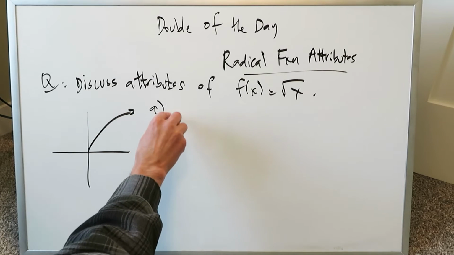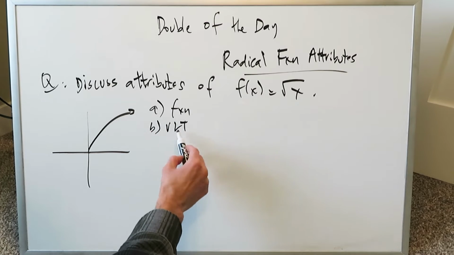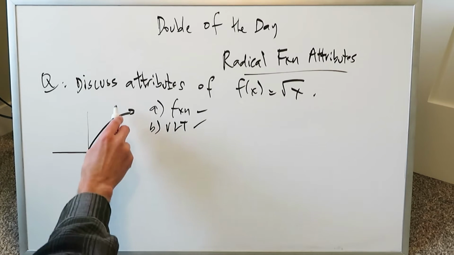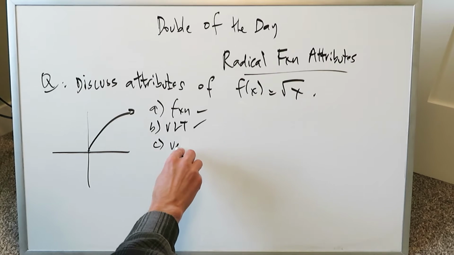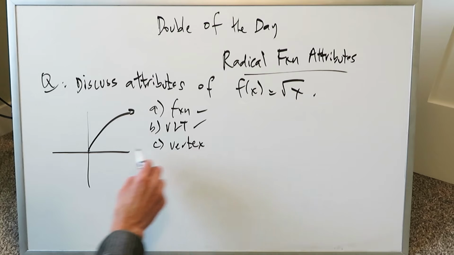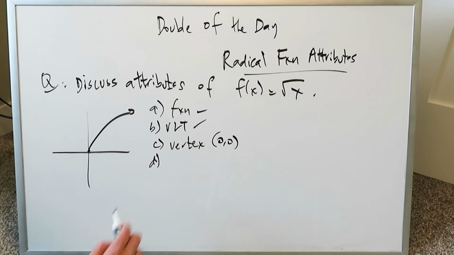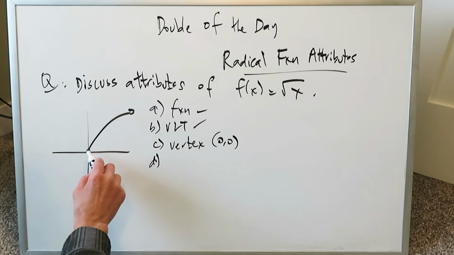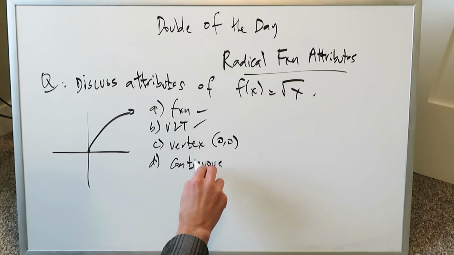Let's start. We know for sure it's a function because it easily passes the vertical line test, VLT. A vertical line will always cross this at only one point. It has a vertex, a little starting point here at the origin, (0, 0). Additionally, it is a continuous function. Once it starts, it's continuous all the way through.